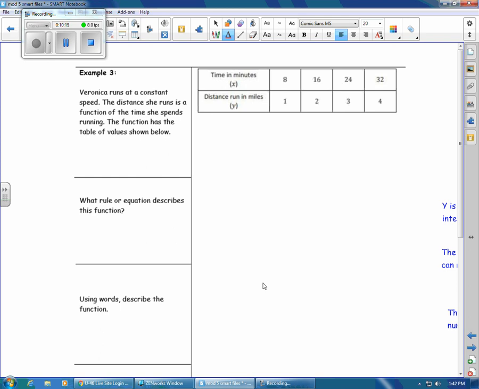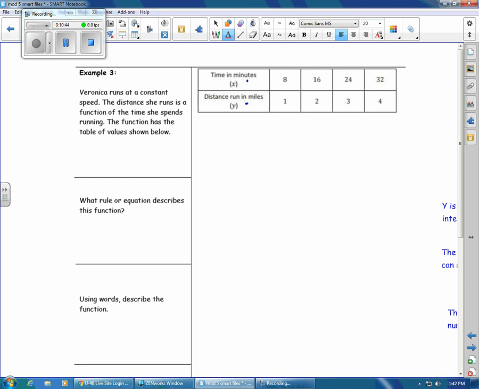So example 3, Veronica runs at a constant speed. The distance she runs is a function of the time she spends running. So that's again how you describe your function. The function has the table of values shown. It says below, but it's actually to the right. And again, it's one of those flat tables. So our time is our x, our distance is our y, time is on top, distance is on the bottom.